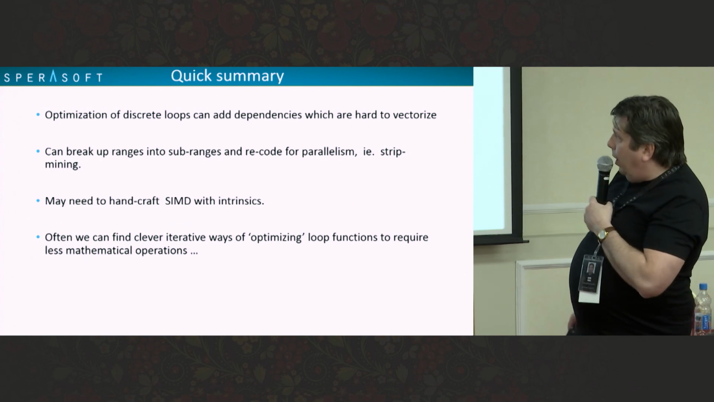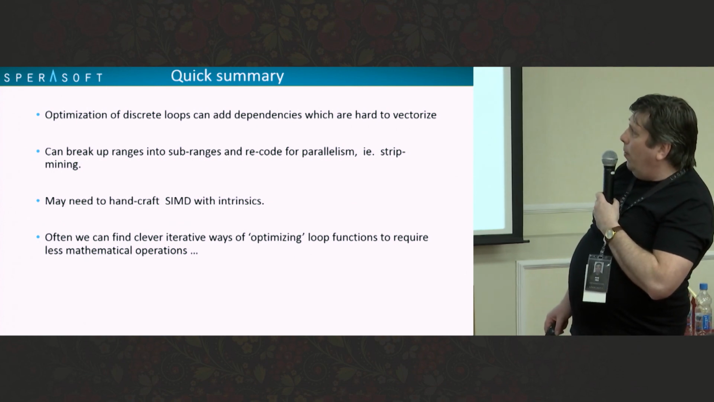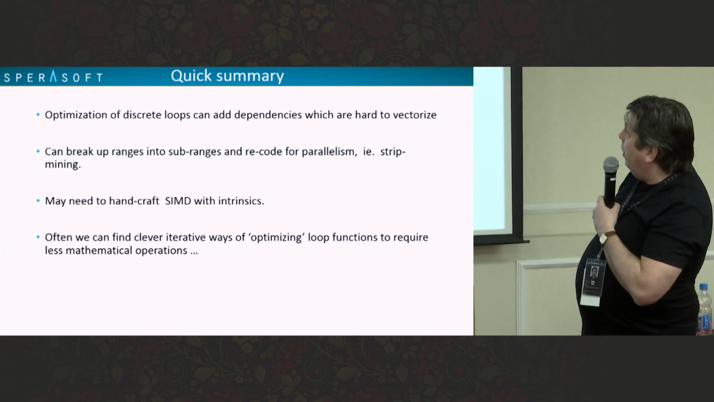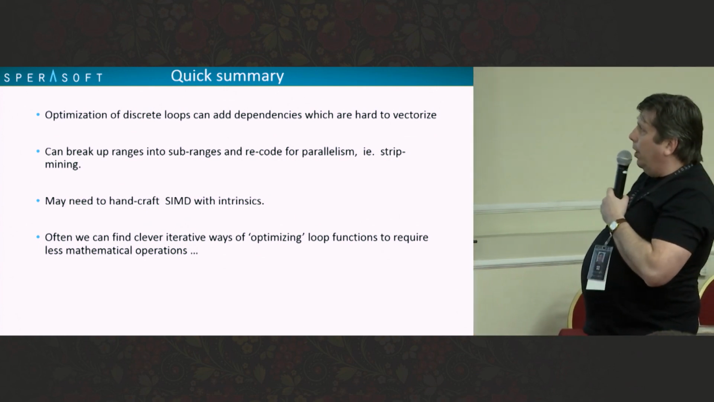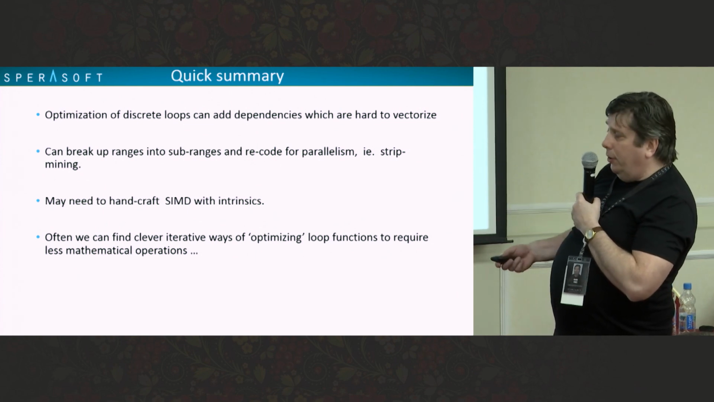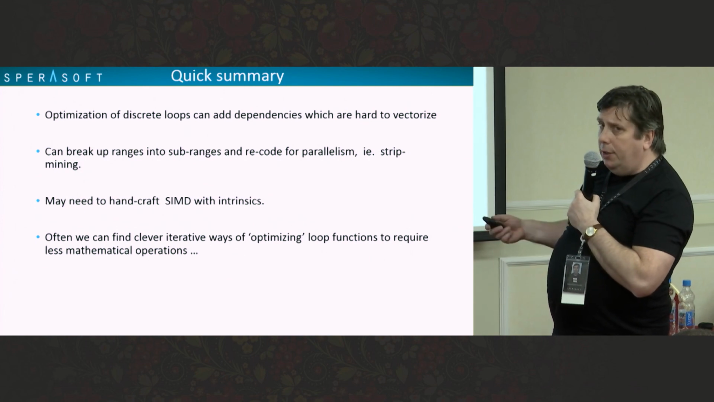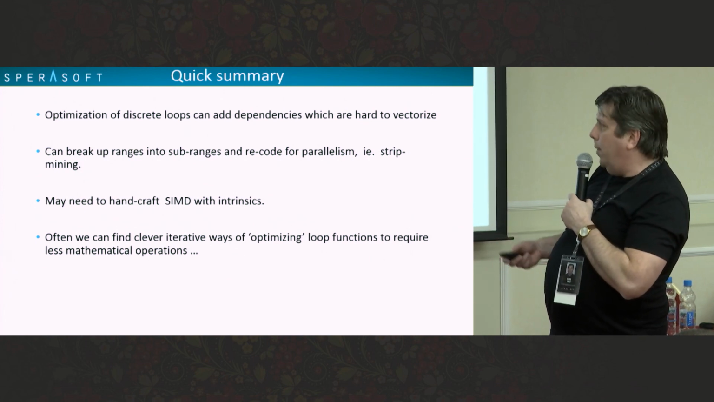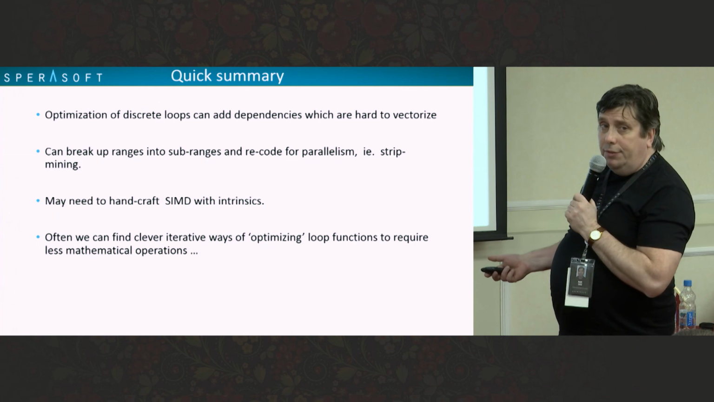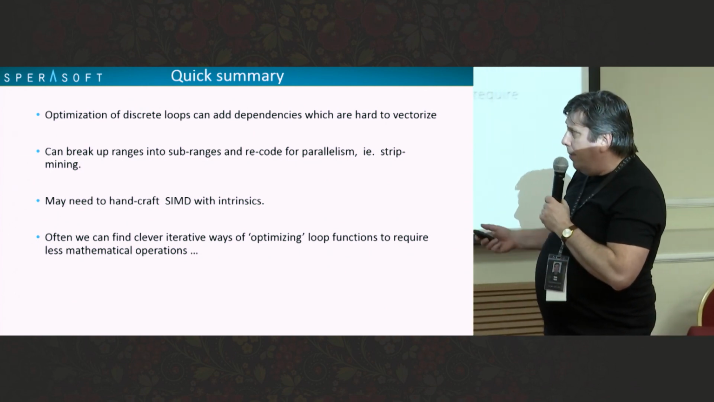Okay, so a quick summary so far: for optimization of loops with dependencies, we can break them up using strip mining. Sometimes we may need to take another approach, and use SIMD intrinsics, such as the Intel intrinsics library.